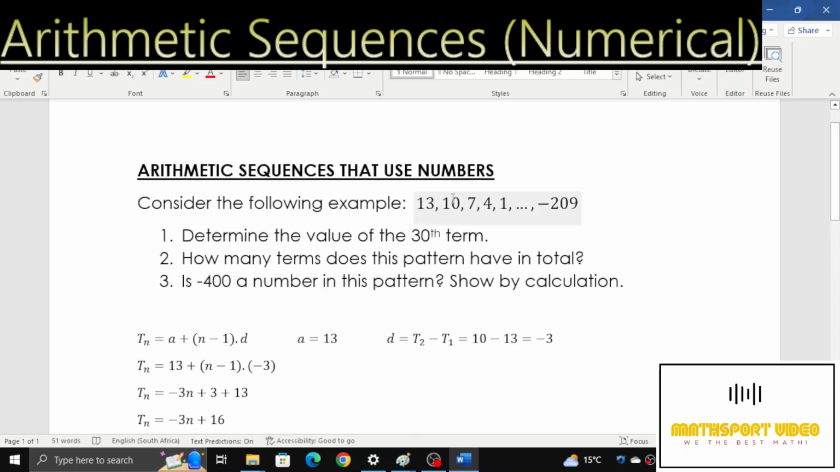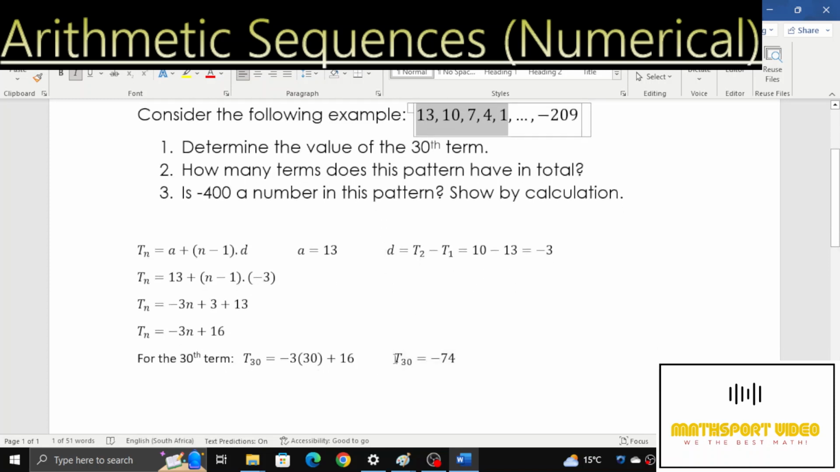Now, of course, you could continue the pattern. If you spot this pattern over here, you could continue it until you actually get to the 30th number, and then you will see that negative 74 is in fact the 30th term. So you could say 13, 10, and then 7, 4, 1, and then continue. You subtract 3 again, and continue subtracting 3 consistently, and you will eventually get to that number, which is definitely going to be negative 74 for the 30th one.